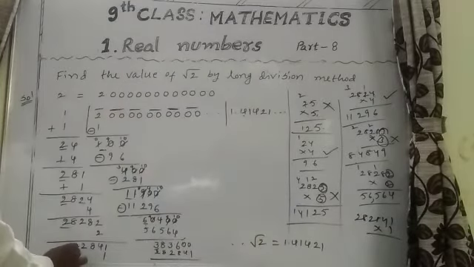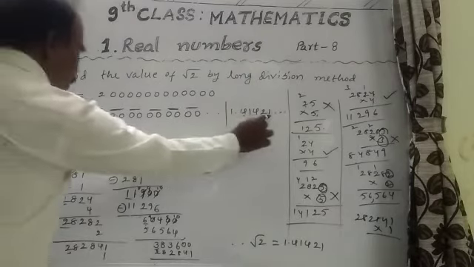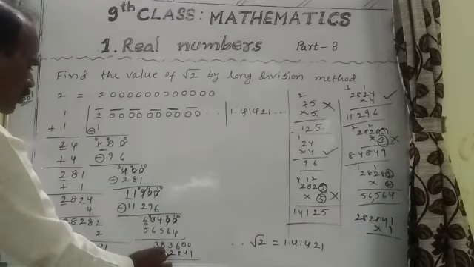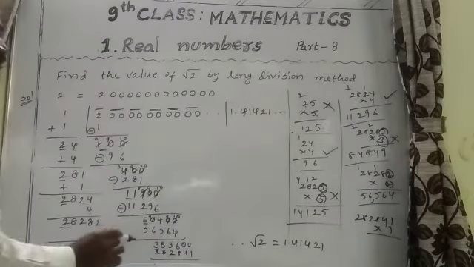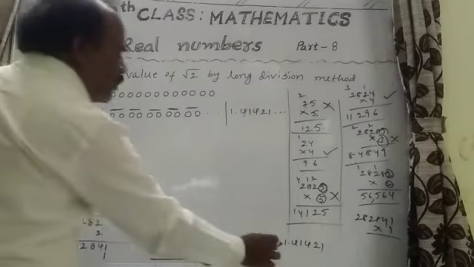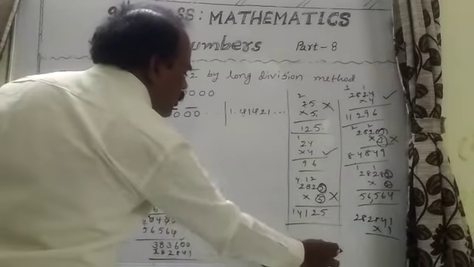That means 2,82,841 1s are 2,82,841 and so on. We'll get the root 2 value 1.41421 and so on.